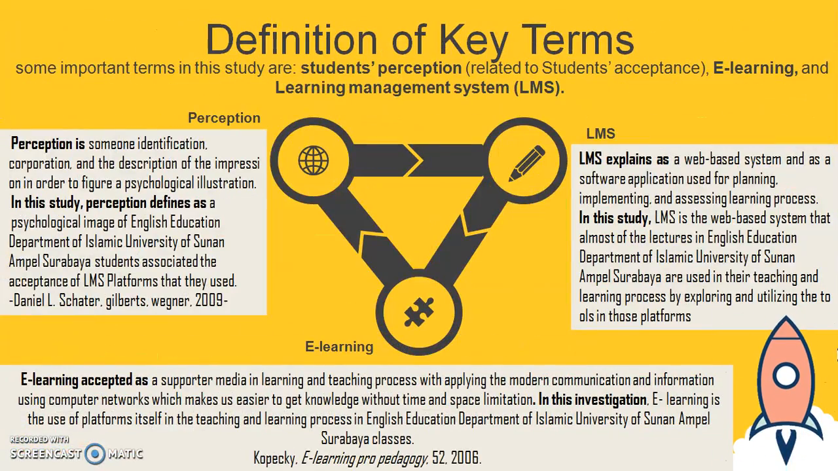We move to the definition of key terms. Some important terms in this study are the student's perception related to the student's acceptance, e-learning, and learning management system, or we can say LMS. For the first one is perception. Perception is the identification, organization, and interpretation of impressions in order to form a psychological illustration.